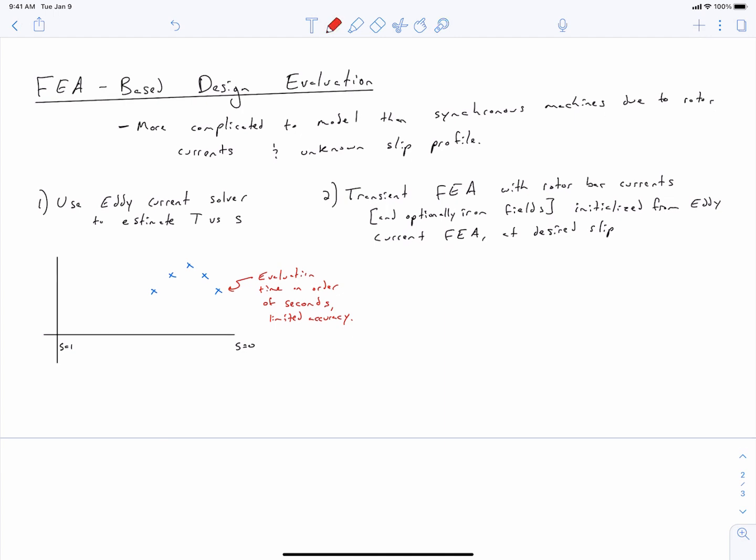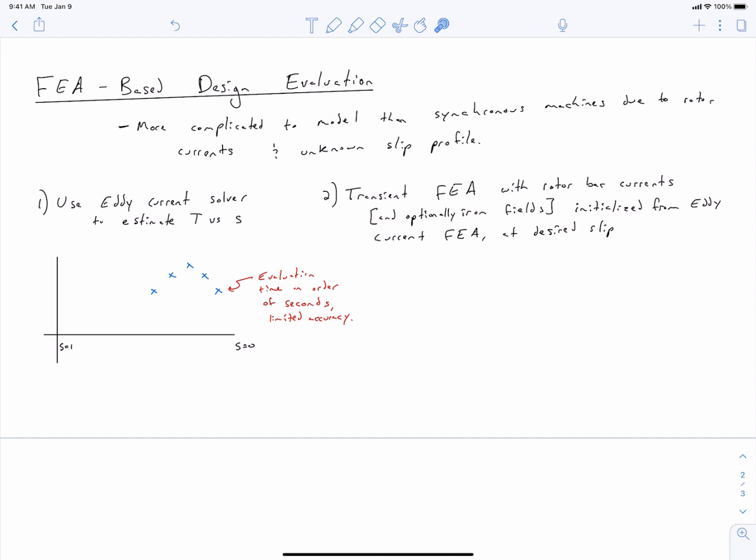And some transient FEA tools are actually able to load this BH curve state from an eddy current solve. And doing this helps the transient solver more rapidly reach steady state for the rotor currents and the overall solution space, because it gets you to a place on the BH curve where you're operating at the correct level of saturation. And this is particularly important for induction motors because remember, induction motors typically have more saturation in them than other types of motors. They're typically operated with a little bit higher level of saturation.